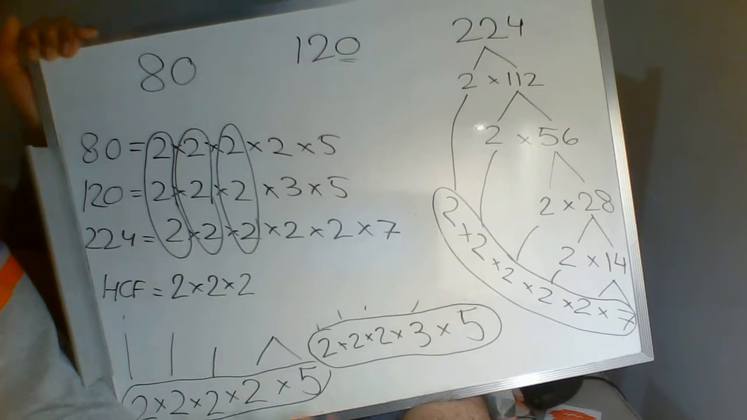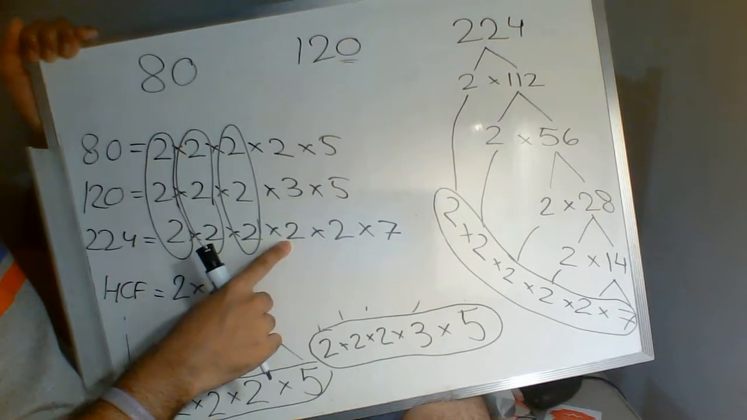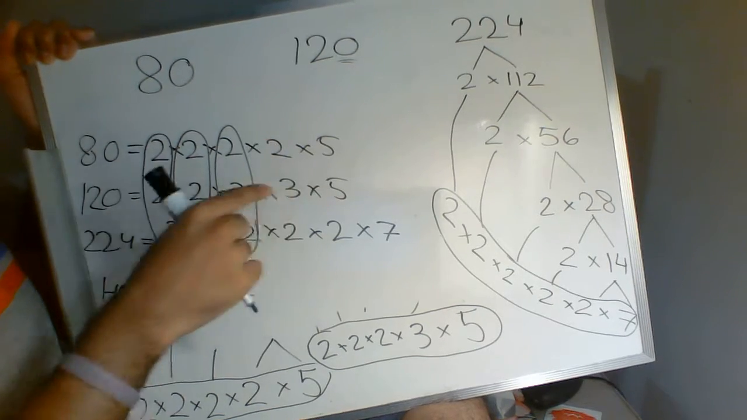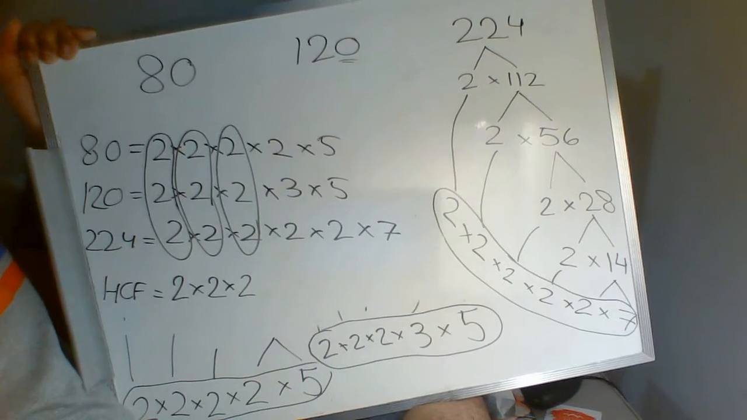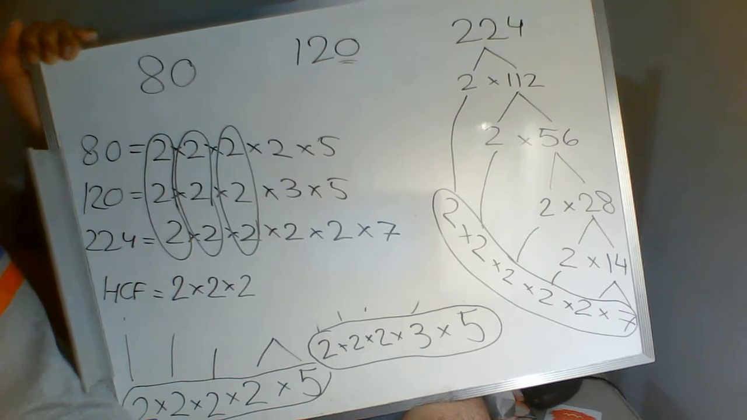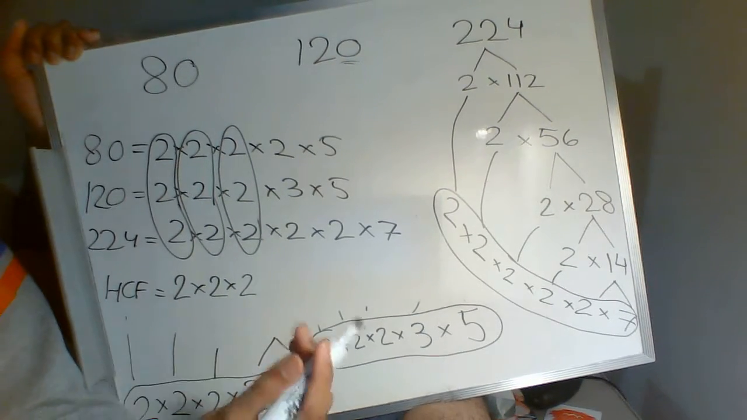Now we run into a bit of a problem. We do have a 2 in the bottom line, and we do have a 2 in the top line, but nothing in the middle. So it's not common enough among all 3 of those, so we can't use that.